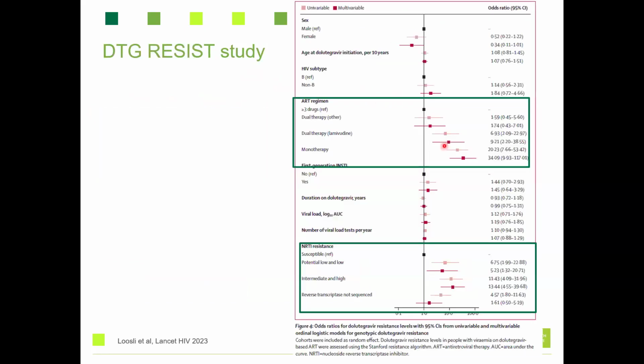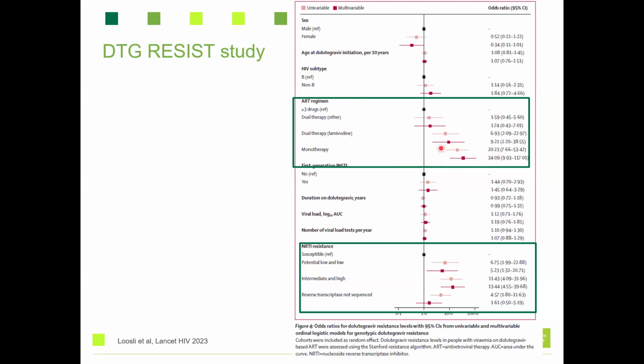Okay. Then there was a recent paper in the Lancet. They looked at risk factors to develop resistance. They looked at cohorts. Unfortunately, most of the cohorts were done in the West. There was a little bit of South African data, but very limited. So just take into account that this is in a Western setting where there is very frequent viral load monitoring and mainly subtype B.